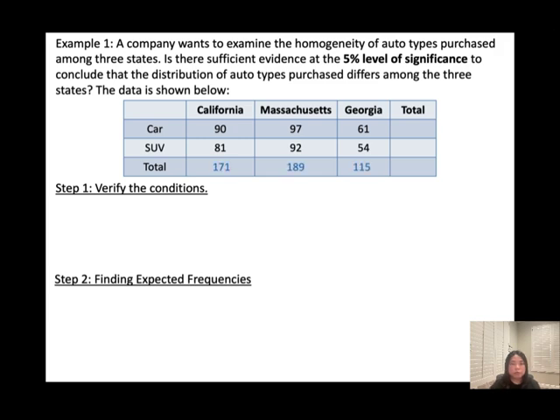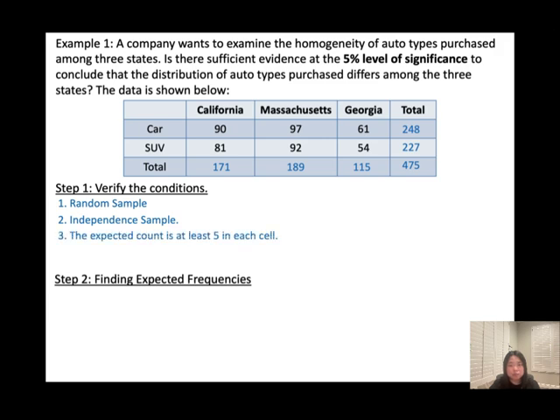Check your work. And then verify the conditions. We assume it will be a random sample and an independent sample. And then the expected frequency is at least 5 in each cell. You're going to double check this one after step 2. And this is going to be categorical data.